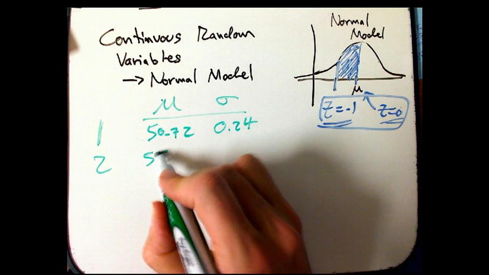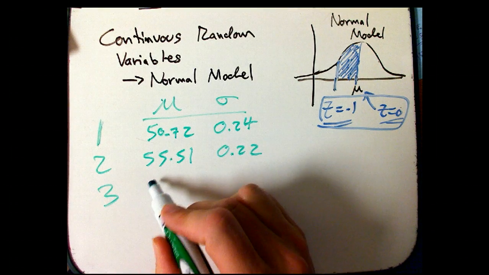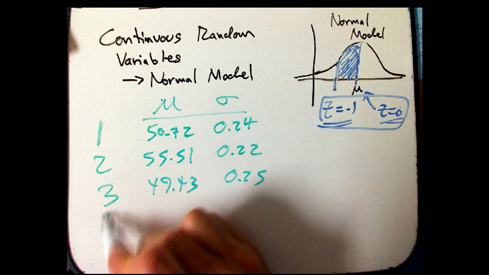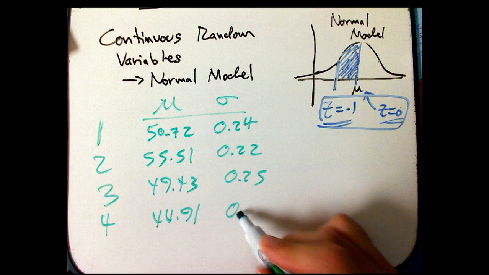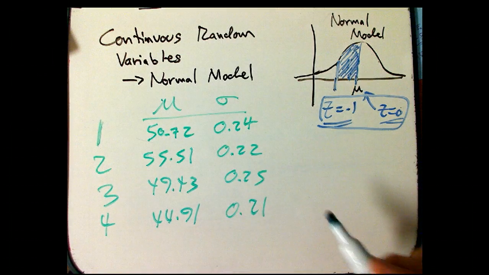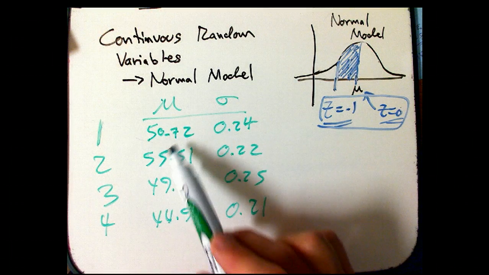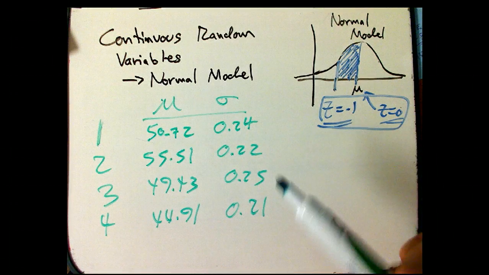Swimmer 2, 55.51, 0.22. Swimmer 3, 49.43, 0.25. And swimmer 4, 44.91, 0.21. Okay. Notice how small those standard deviations are, but that is realistic, that you get to this time and it's really hard to get much better than your average time by more than a quarter of a second.